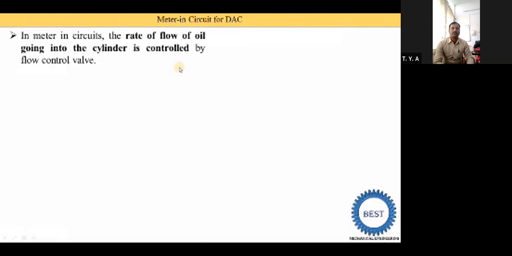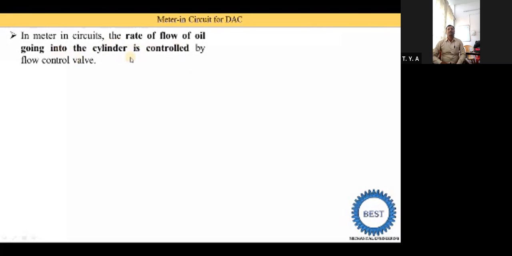In every theory there are two types of the circuit: meter in circuit for extension stroke and meter in circuit for the retraction stroke. What is the inlet for the extension, and what is the inlet for the retraction, I will explain while studying this theory. In a meter in circuit, the rate of flow of oil going into the cylinder is controlled by using the flow control valve. So we need to control the speed, and for controlling the speed, we need to control the flow of the oil.